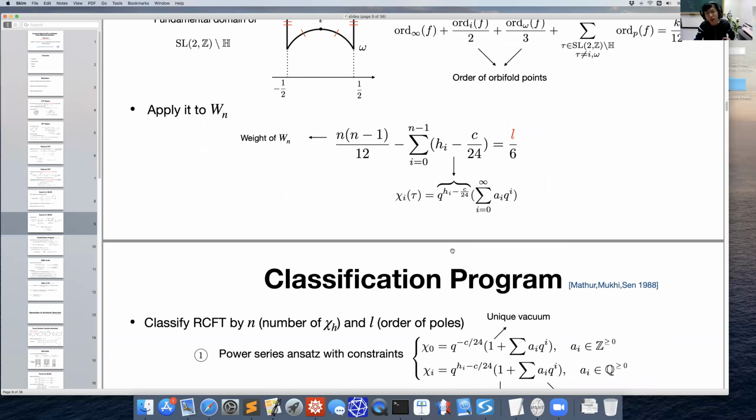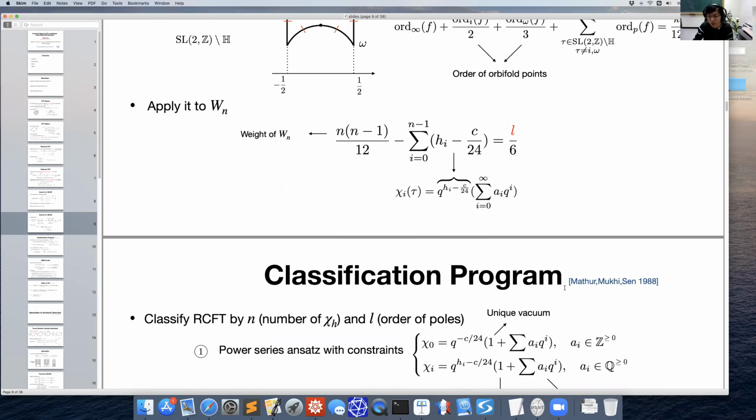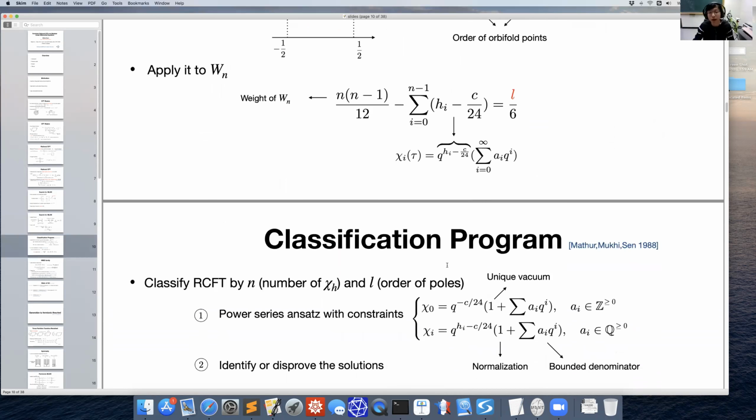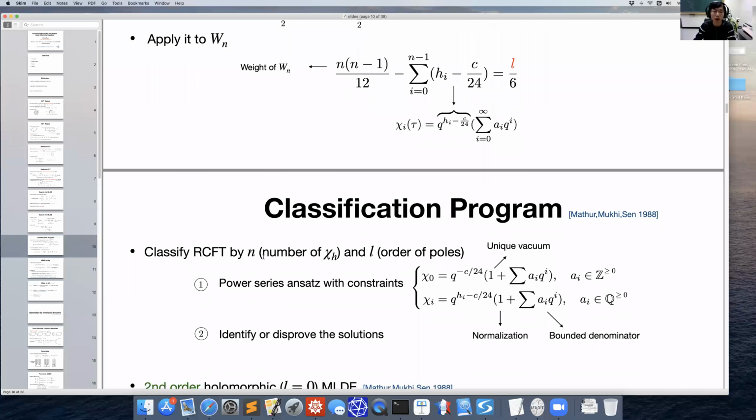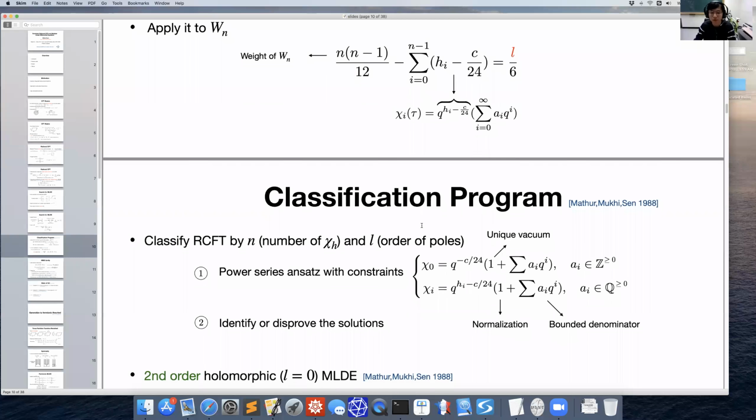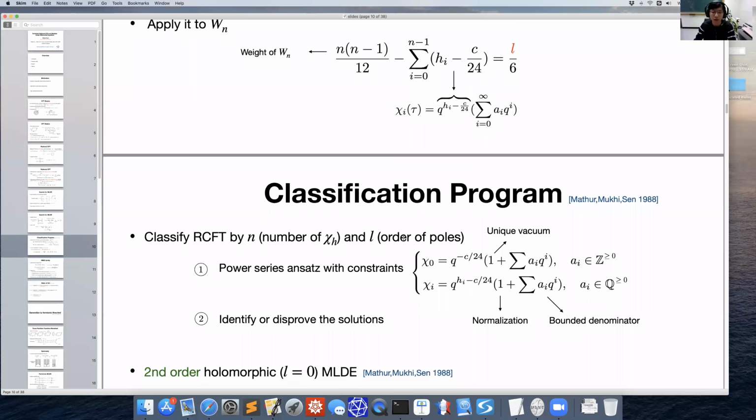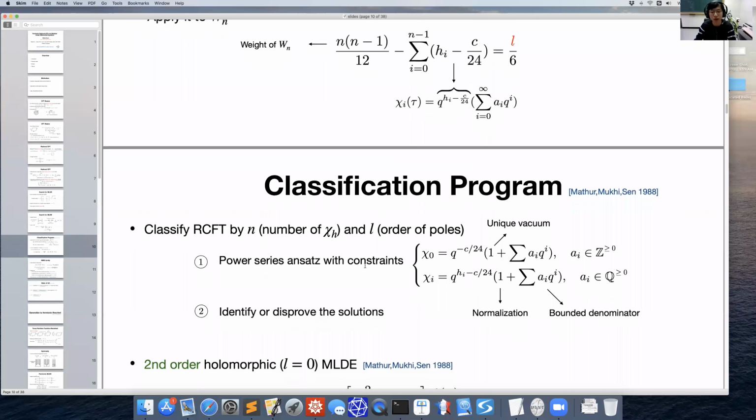Next, the idea pioneered by Mathur, Mukhi, and Sen is that we can invert this whole logic around and try to classify possible rational CFTs by the number of characters and the order of poles given by this formula. In general, a solution of an MLDE for a rational CFT may not have the correct properties that we want, so we need to impose some constraints.